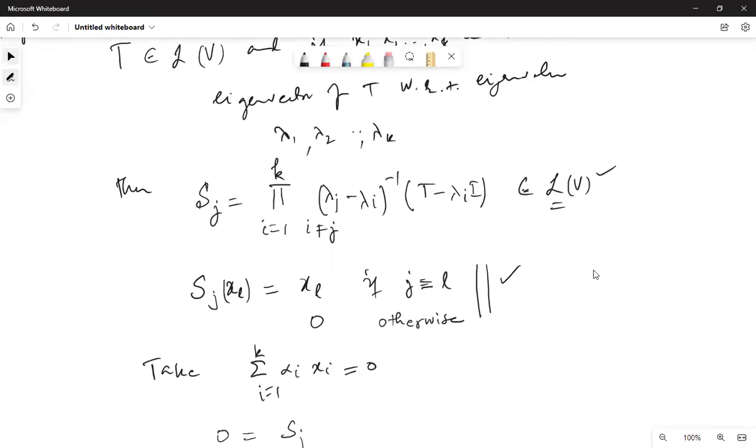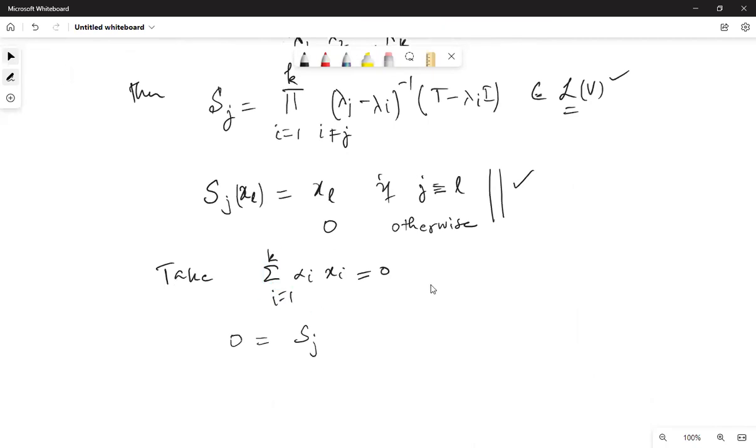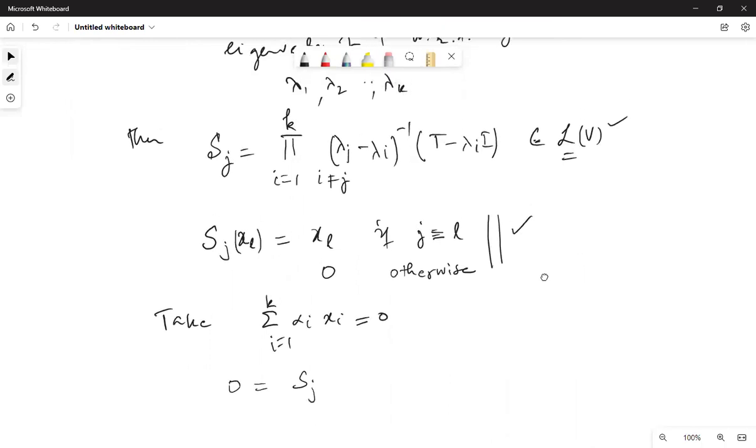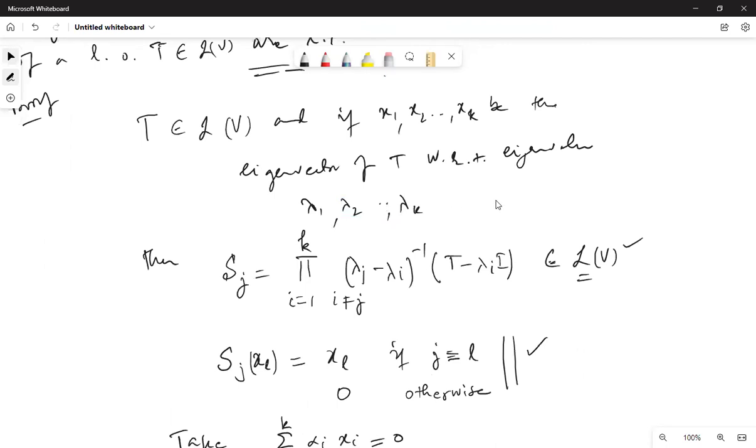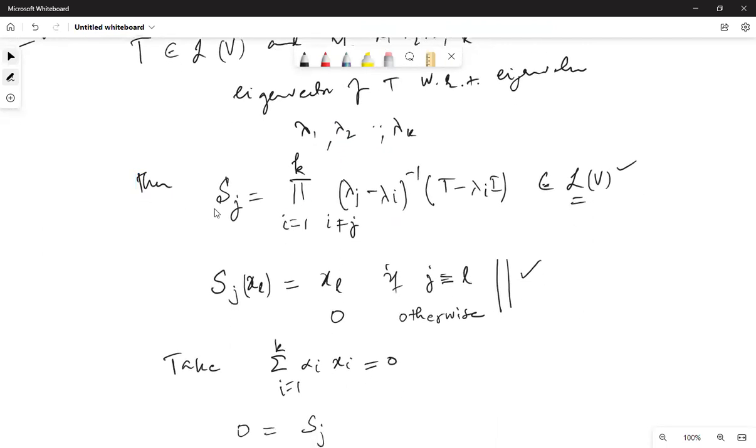The aim is to be achieved only if you consider this combination as 0, which implies each alpha is zero. Now you see these are distinct eigenvalues. Then I define Sj as the product over i from 1 to k of (lambda j minus lambda i) inverse, because they are distinct, so this cannot be 0 and I can take the inverse. But i is not equal to j here, I just take out j. This product is over i only.